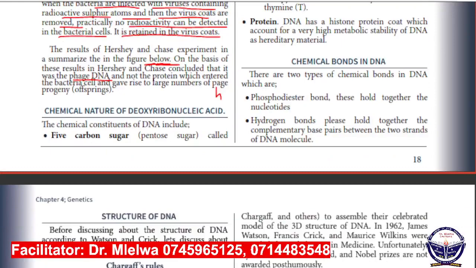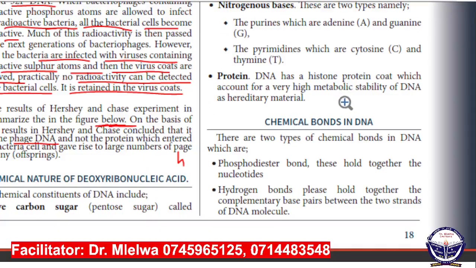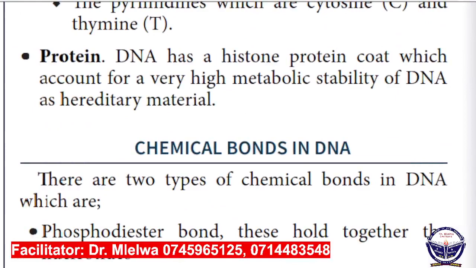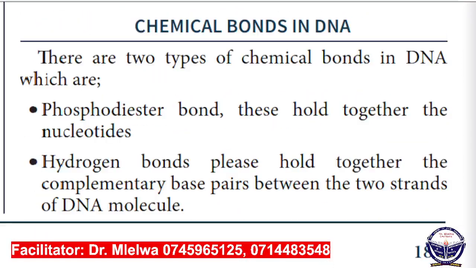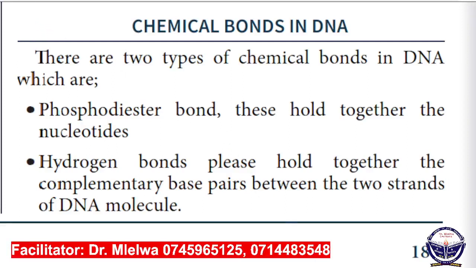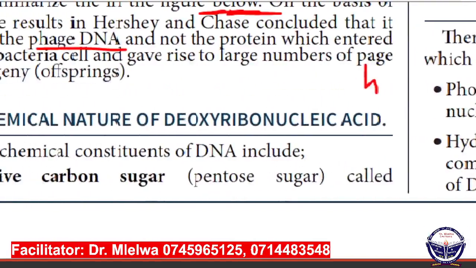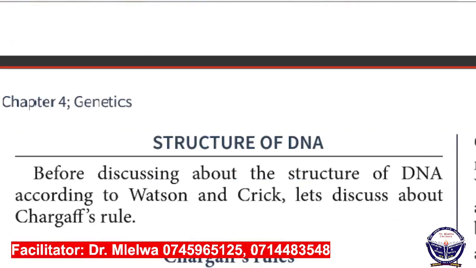In terms of chemical bonds, DNA has bonds like those in RNA: the phosphodiester bond and the hydrogen bonds. So there are 2 types of chemical bonds in DNA. The phosphodiester bonds hold together the nucleotides. Hydrogen bonds hold together the complementary base pairs between the 2 strands of the DNA molecule. So there are phosphodiester bonds together with hydrogen bonds.